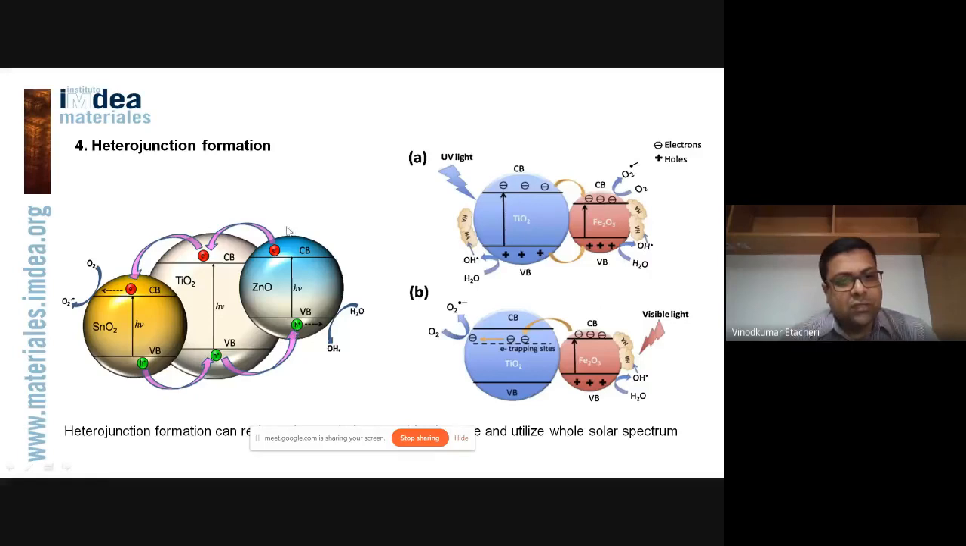So both electron and hole lifetimes are increased in this case by proper design of heterojunctions. And if you use a narrow bandgap semiconductor like tin oxide, it can also absorb visible light. So it is possible to design both UV and visible light active heterojunctions. And similarly with iron oxide.